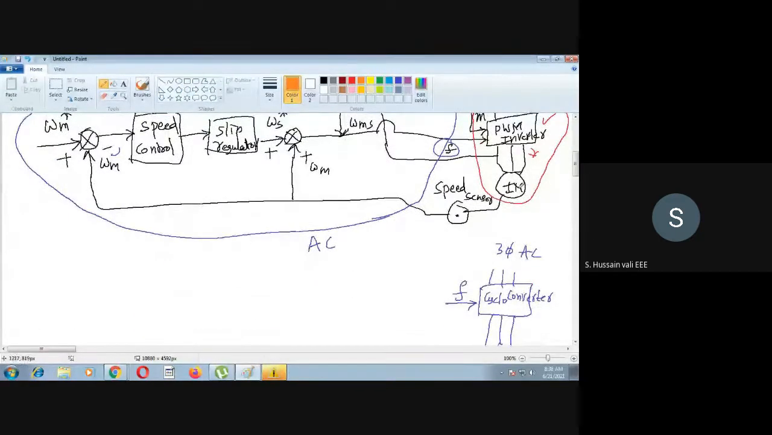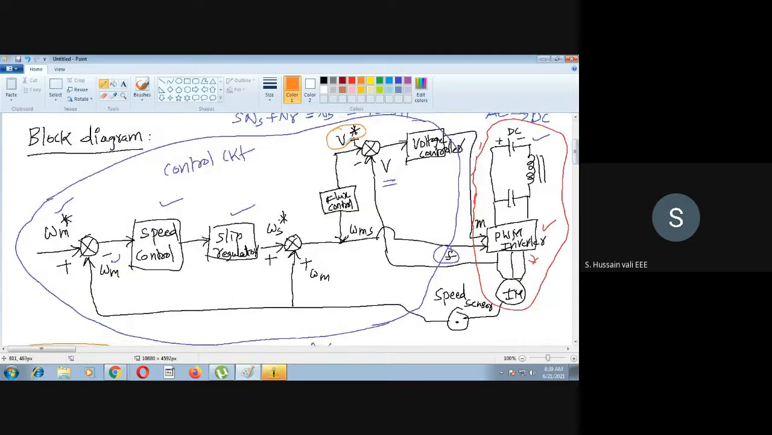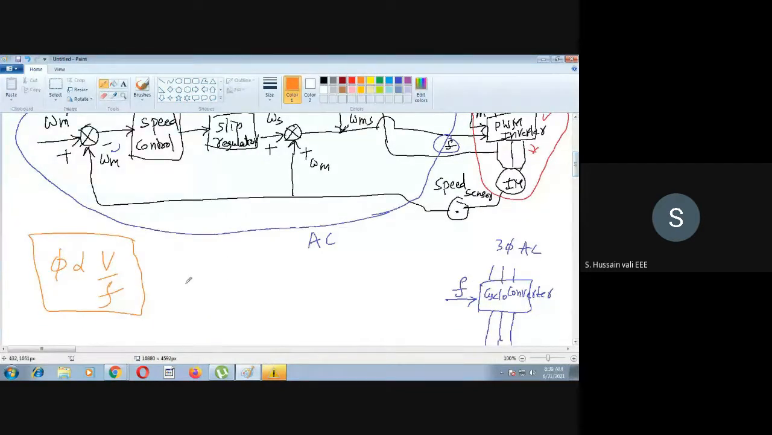We have seen in the last classes also, everyone knows this equation. From this equation, there is a relationship between the voltage and the flux. So based upon that, it generates the reference voltage. How it generates the reference voltage, you see here yourself.